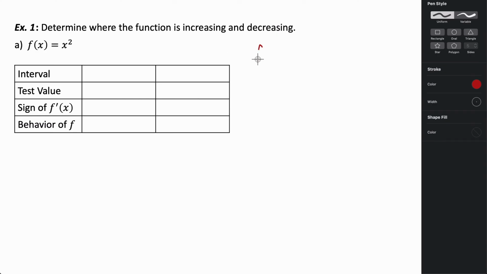So the first thing we want to do is take the derivative. So the derivative of f is going to be 2x. And we want to know where the derivative is positive and where the derivative is negative. Because when it is positive, that tells us that our function is increasing. Where it's negative, that tells us our function is decreasing. So to figure out the values where it's increasing or decreasing, we first have to figure out where it equals 0. So you set your derivative equal to 0, and we find that this happens at x equals 0.